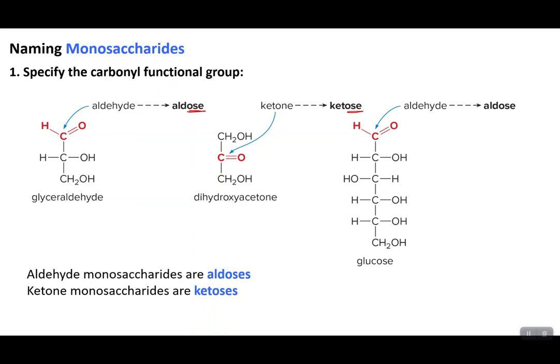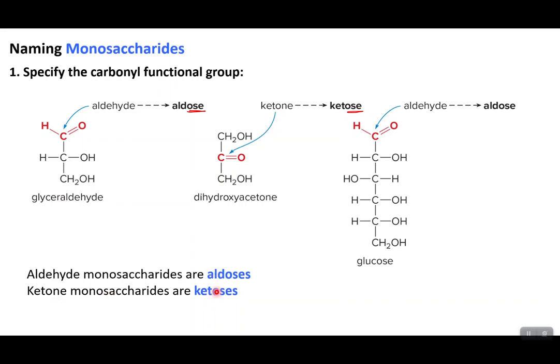Lastly, here with glucose, you're going to see that you have an aldehyde group. Yes, there are many more carbons over here as compared to the other two carbohydrates we just looked at. But here we are just looking at the functional group present, whether it's an aldehyde or a ketone. And this is therefore also going to be an aldose. So aldehyde monosaccharides, meaning monosaccharides that contain an aldehyde, are generally classified as aldoses. Ketone monosaccharides will be classified as ketoses.